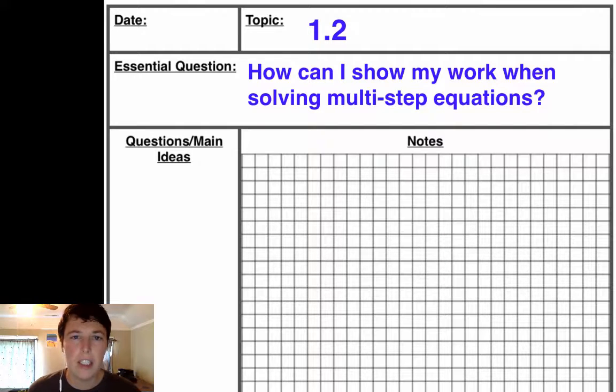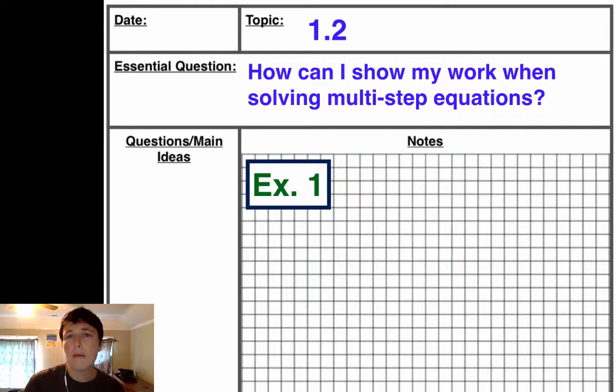Hey guys, we're going to do a chapter 1 section 2 video today, and it'll probably be a pretty fast one. Essential question today is how can I show my work when solving multi-step equations? So we're just going to be working on the basic process of solving for x or solving for a variable, and just how can we label those steps and how do we show our work, because that is something for algebra that is really crucial and we have to have it down pretty good.